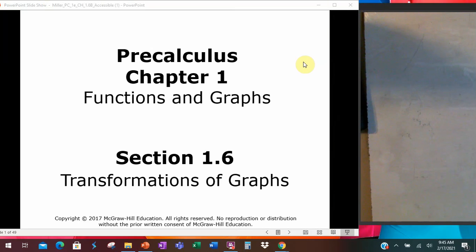So I'm going to go over section 1.6 for you. We're going to talk about some basic graphs, what they look like. What we're looking to get out of this is the shape of basic graphs, not necessarily exactly, but kind of understanding what different things will look like. And then later we're going to talk about transformations and what we can do to modify those graphs to fit a particular model. Okay, so that's where we're going.